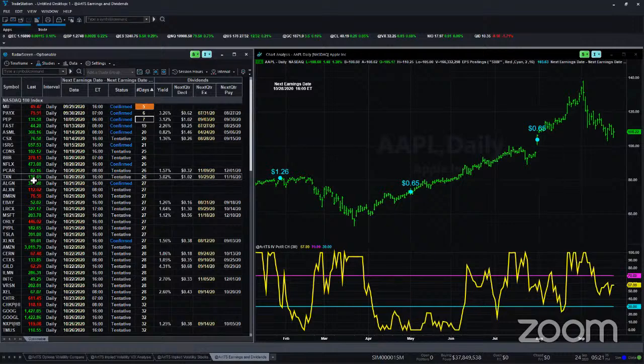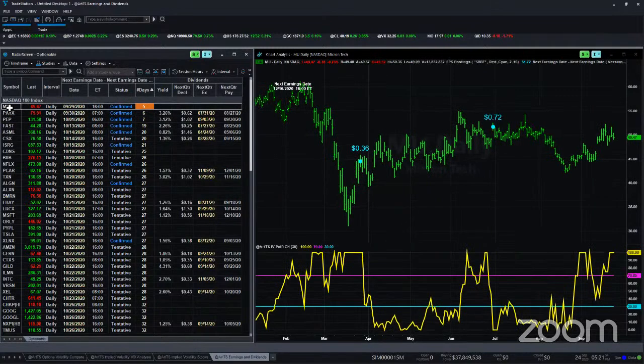And again, I can add up to 1,000 symbols here in Radar Screen. But typically, I'm looking at the symbols that I trade the most. They're usually high volume, more liquid kind of stocks. So, here we can see that Micron is 5 days out.